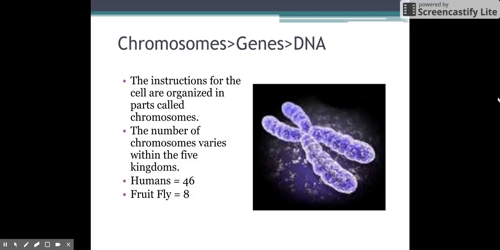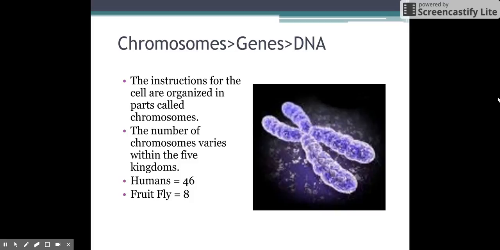Each one of our 46 chromosomes in the human body is 23 pairs, so 23 matching chromosome pairs. And on each one of those chromosomes, there are literally hundreds of genes that code for things such as our height, whether our hair is brown or blonde. Just to give you an example, humans have 46 chromosomes and fruit flies have 8.